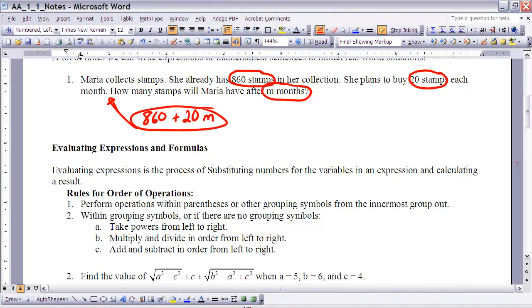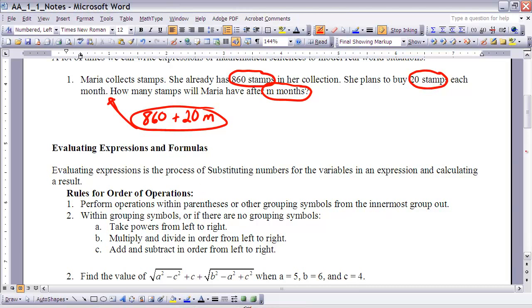Okay, one of the things that you're going to be asked to do quite a bit in Chapter 1 here is the idea of evaluating expressions and formulas. The term evaluating means, if we're going to evaluate an expression, it's the process of substituting numbers for variables in an expression and calculating the result. Something that you did quite a bit of in your first algebra course. And it's really something that we have to make sure that we're able to do still at this point.